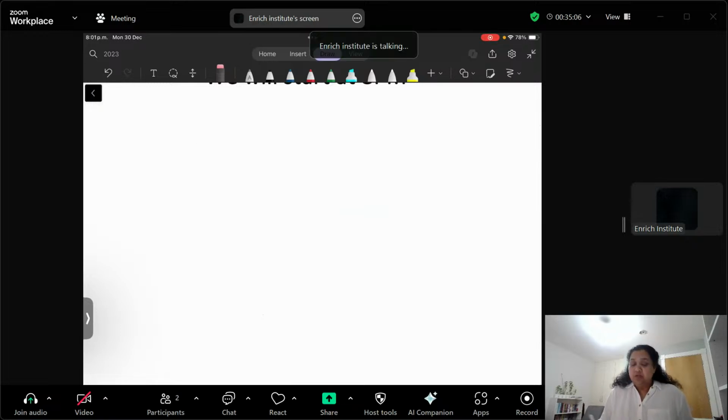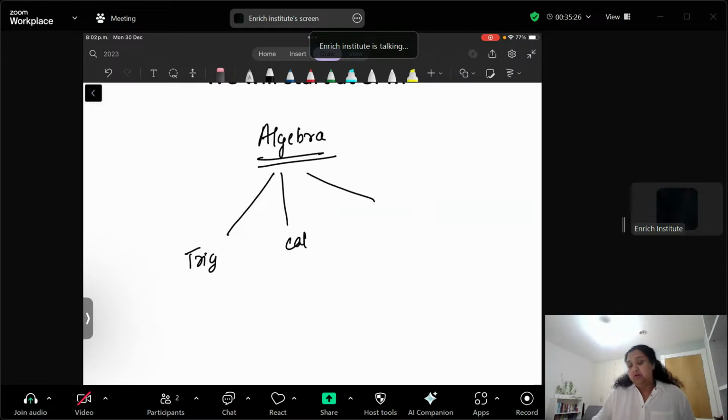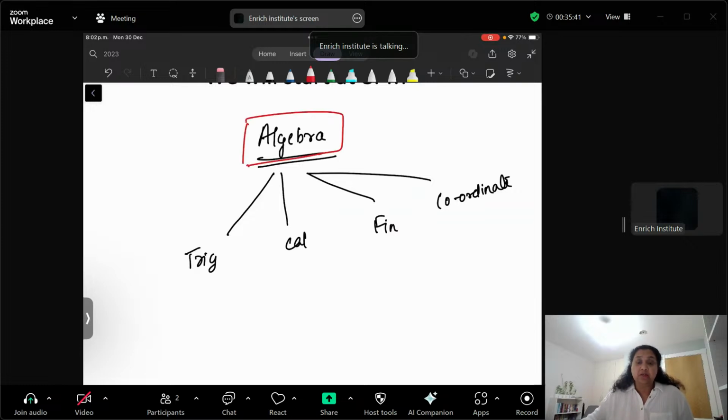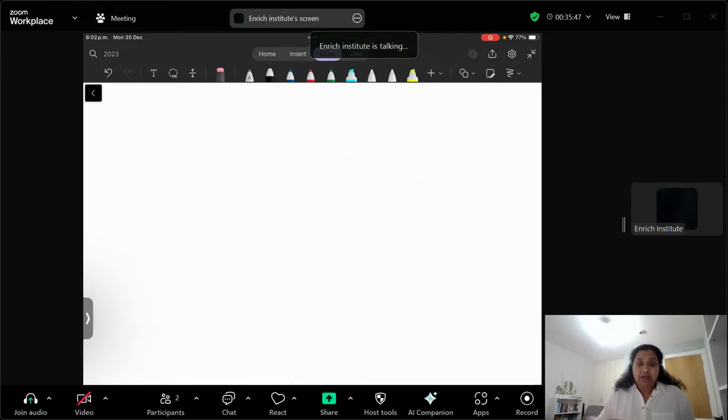Okay, perfect. So whenever I start, algebra is the important topic of Leaving Cert. Why? Because this is related to trigonometry or calculus or financial maths or maybe geometry, coordinate geometry. Any topic you take, it will ultimately land back in algebra. So if you are thorough with this topic, you will be able to learn all the other topics in a much better manner. Okay. So when we think about algebra, there are multiple types of equations.